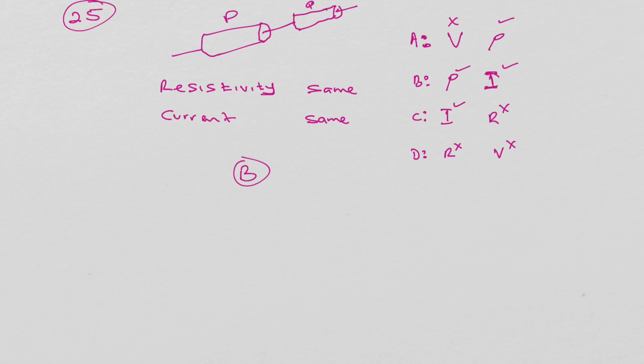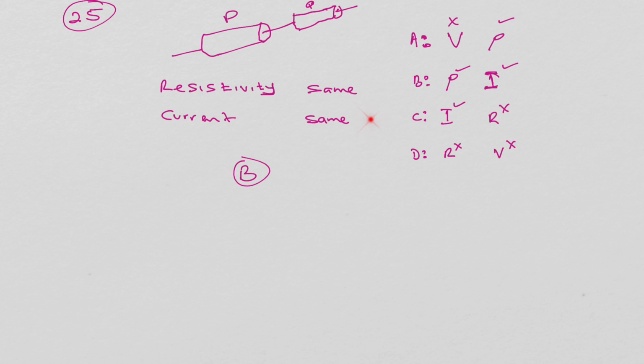25. Two cylindrical wires P and Q are of equal length and made of the same material. The diameter of P is greater than that of Q. P and Q are connected in series, and the ends of this arrangement are connected to a power supply. Which two quantities are the same for P and Q? Well, we know they are the same material, so their resistivity will be the same, and the same current will flow through them.